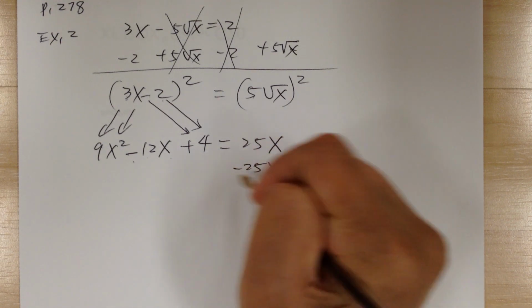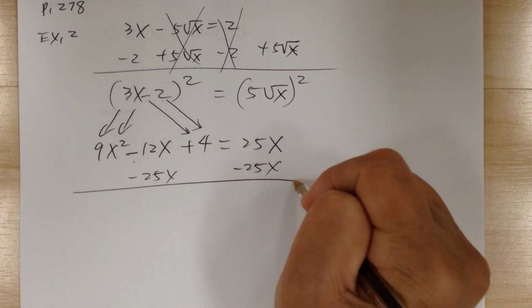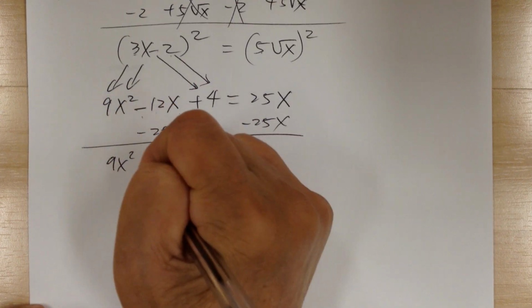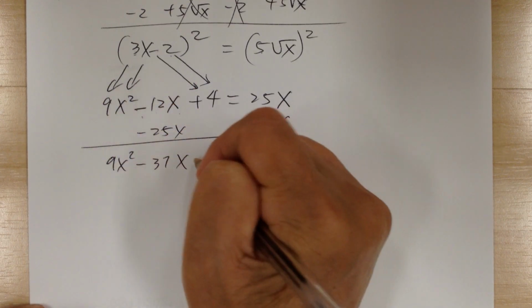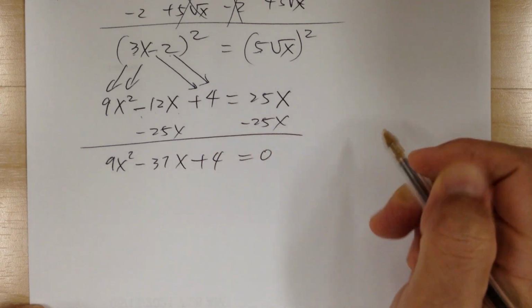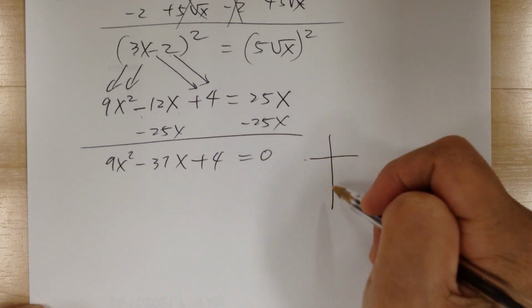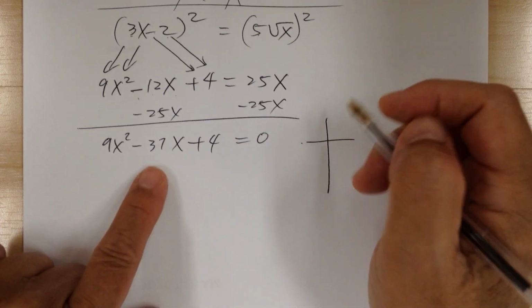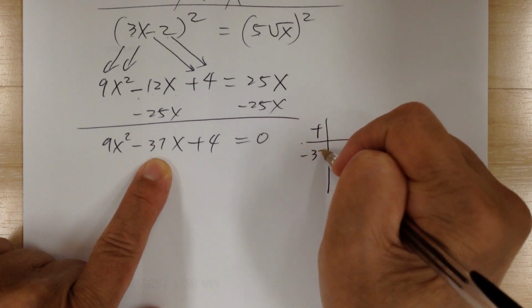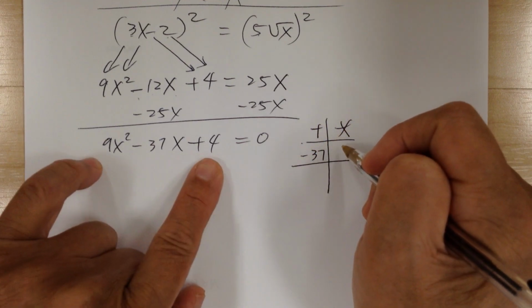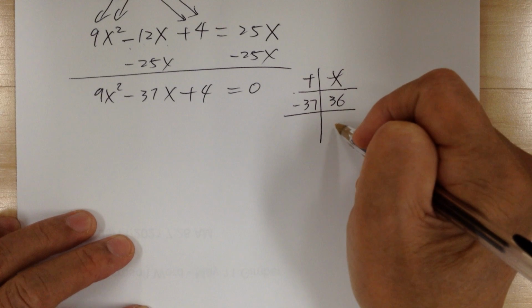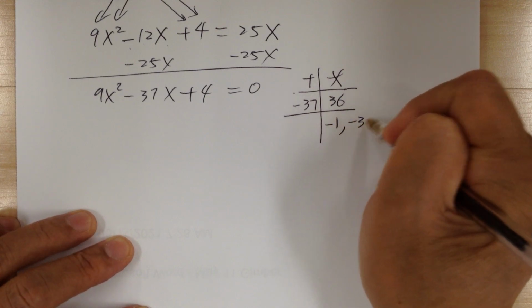So minus 25x on both sides. So you got 9x squared minus 37x plus 4 equal to 0. Then you do your step 1, step 2, step 3, step 4, factoring. So you need to add to get negative 37, and you need to multiply to get 36. So in this case, you need negative 1 and negative 36.